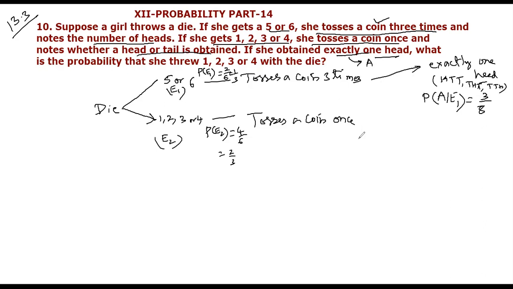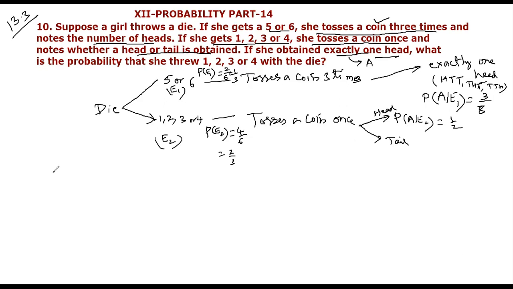Okay, got it? Now, if she throws a coin once, exactly one head means probability of A when E2 has already happened is 1 by 2. Probability of head is 1 by 2. Here tail is also there, but no need of tail. So the question is based on that.